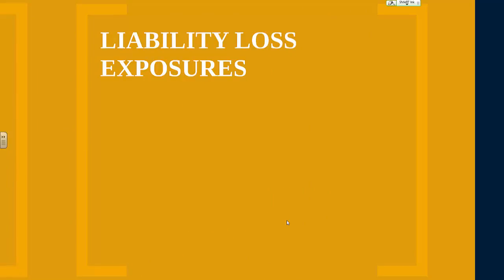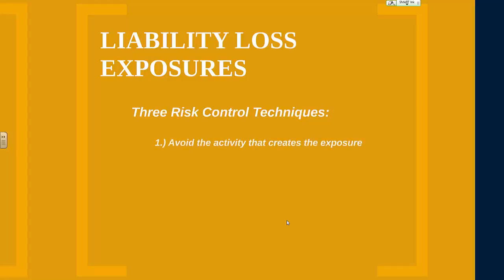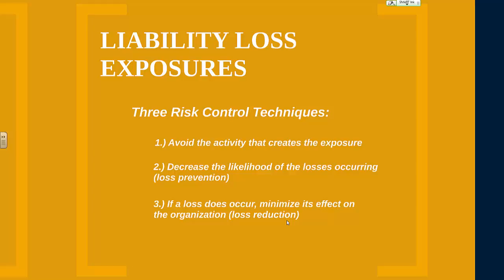Next, consider liability loss exposures. Simply put, there are 3 risk control techniques when it comes to liability: avoiding the activity that creates the exposure, decreasing the likelihood of losses occurring, or, if a loss does occur, minimizing its effect on the organization, loss reduction, which of course often occurs post-loss.